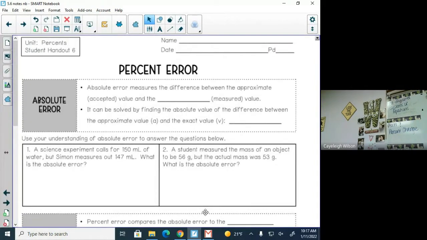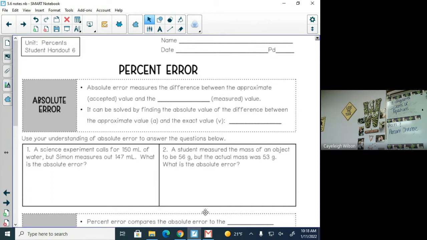Okay, so percent error. I'm going to add something up here. Okay. With percent error, it's pretty much identical to what we've been doing. We're finding the change. Then we're finding the percent. Okay, they just use different words.